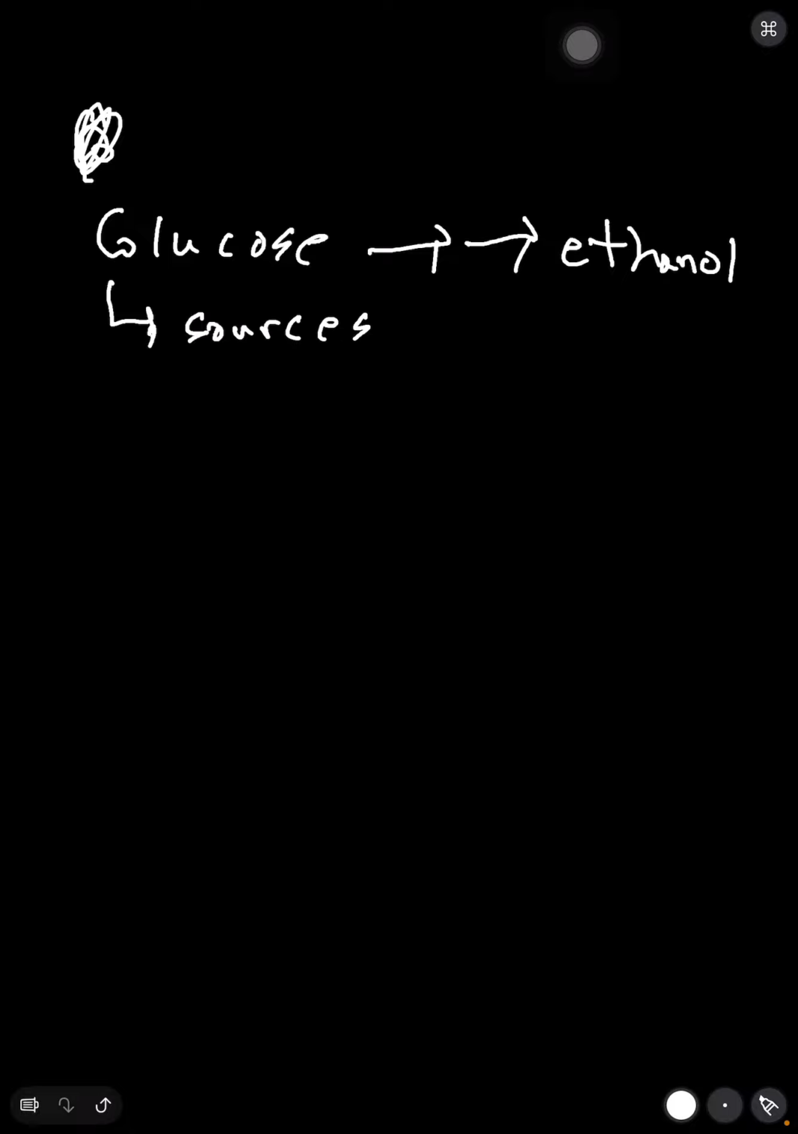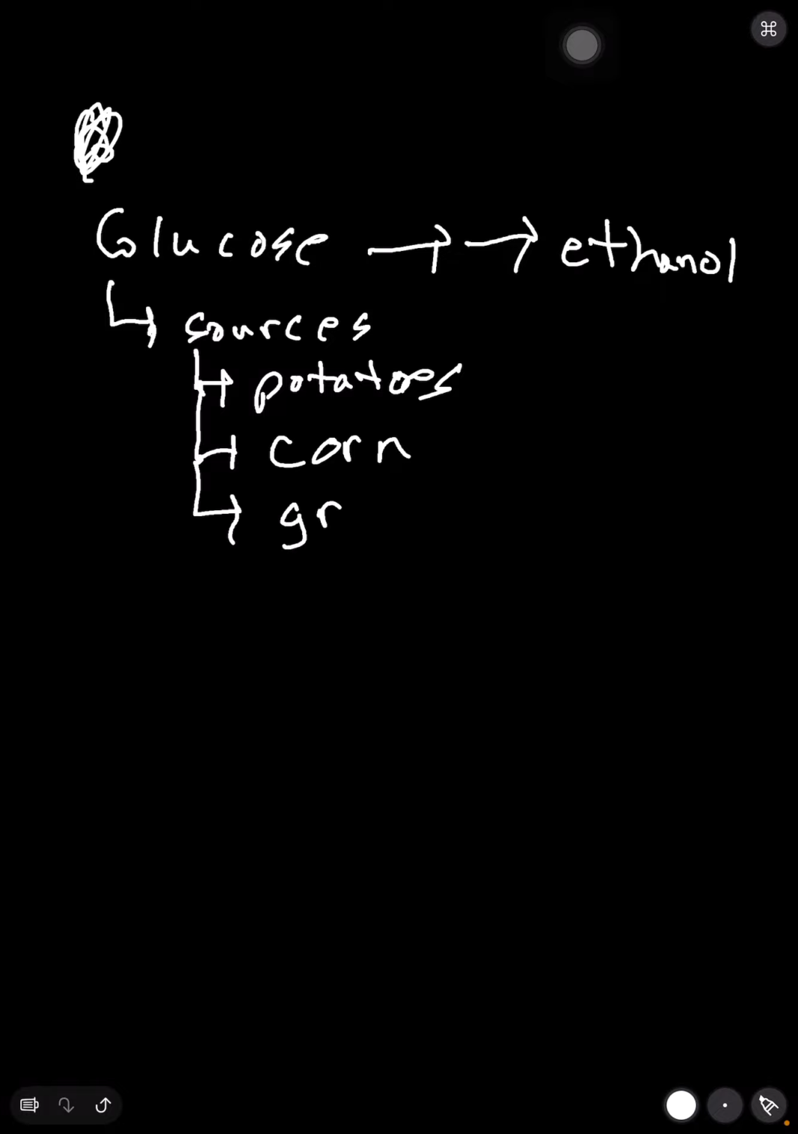Usually either complex starch sources, potatoes, corn, grapes, which don't have so much in the way of starch, but they have high concentrations of just individual glucose molecules, and other types of fruits as well. All right. So this would make ethanol.